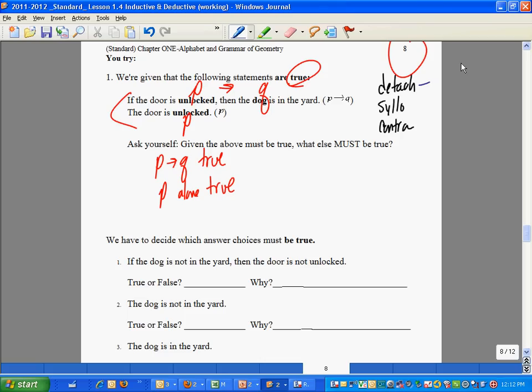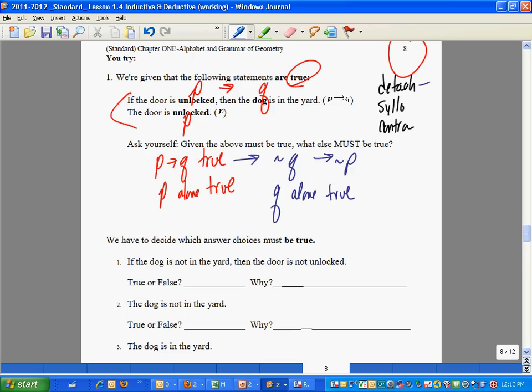Dog is not in the yard. It's opposite Q. Now, I'm told Q's true, so opposite Q has to be false. Why? Because Q's true. I can't say the opposite of something is false and the other is true. It just doesn't make sense. Okay, let's look at number three. Dog in yard. What's that? That's Q. So is Q alone true? Yes, that's true. The fancy name for that is detachment. You can detach the P and the Q, as long as you're told the P by itself is true.